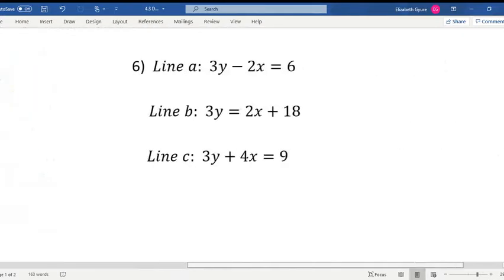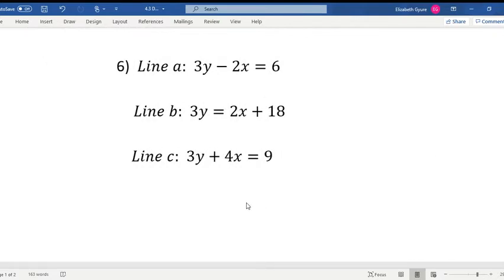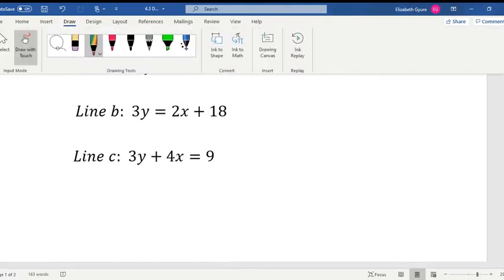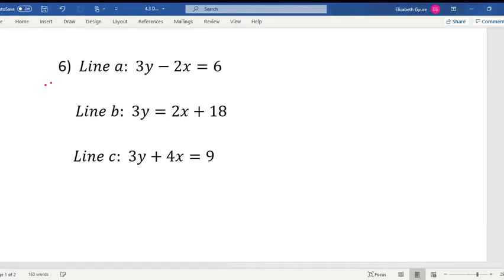Anyway, now let's look at number 6. Now number 6, what's different about this one? Right. These ones are not in slope-intercept form, right? They are not in y equals mx plus b form, but can we fix them? We can absolutely fix them. I believe in us. So let's look at these. We are going to fix these and write them in slope-intercept form.